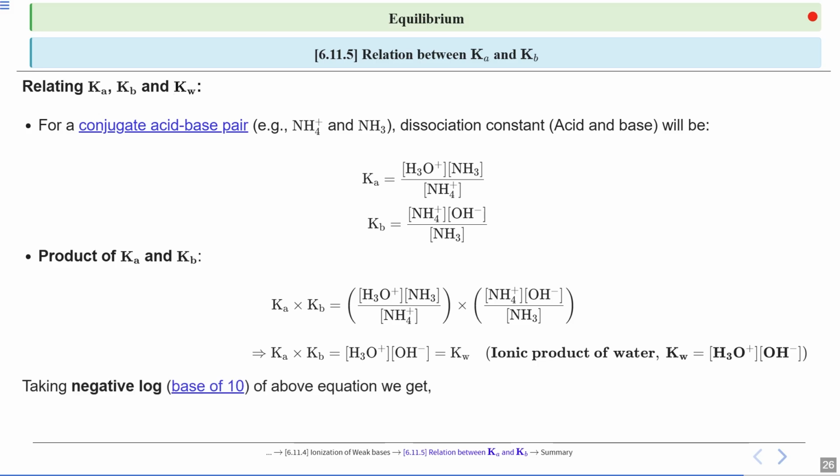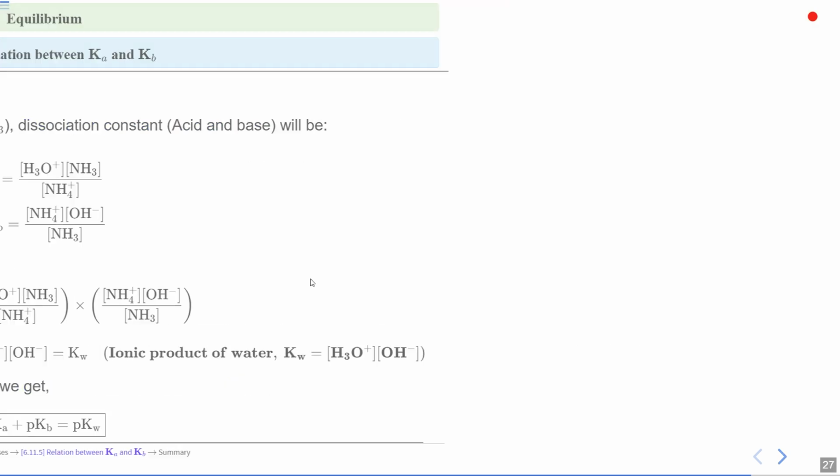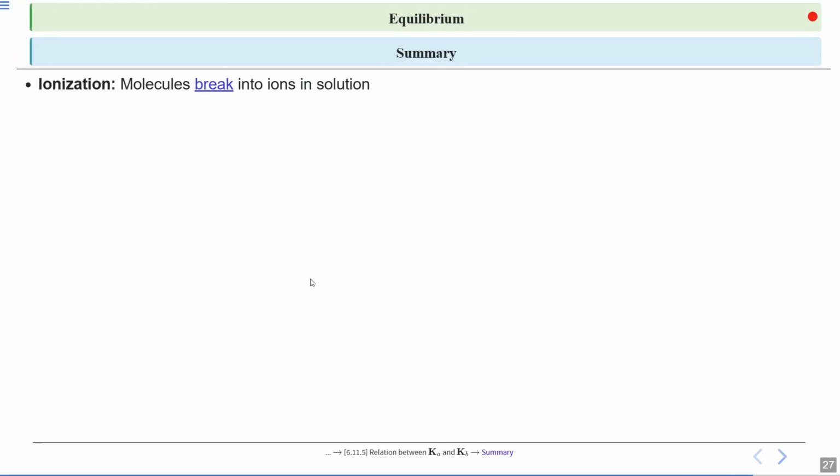Got it? Further, we can take log base 10 with a negative sign, which will give you this same relation in terms of pKa, pKb and pKw. So this is your final relation for the pKa, pKb and pKw. Now let us summarize what we have studied so far. So ionization is basically molecules breaking into ions in a solution.